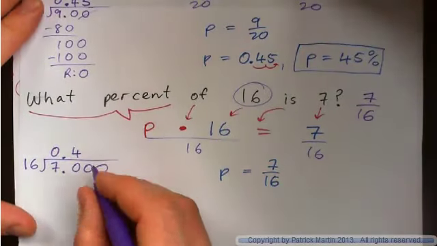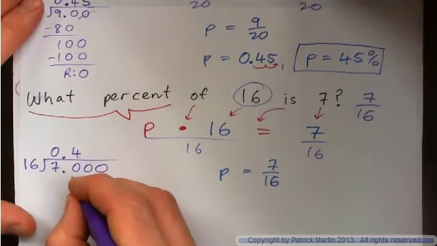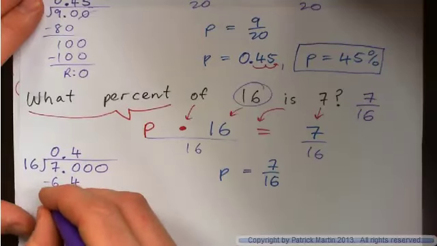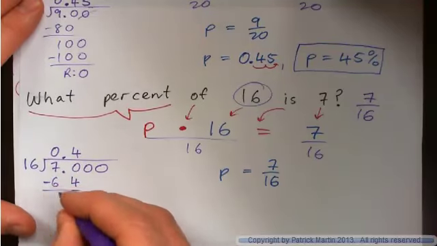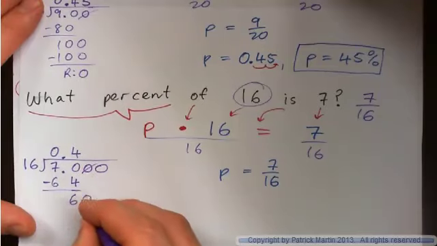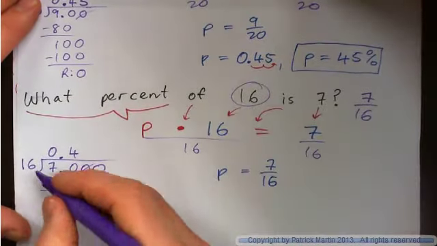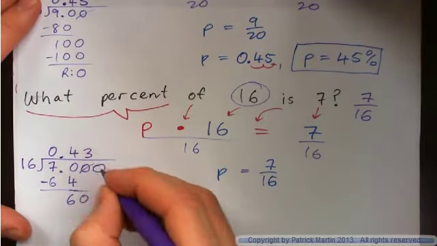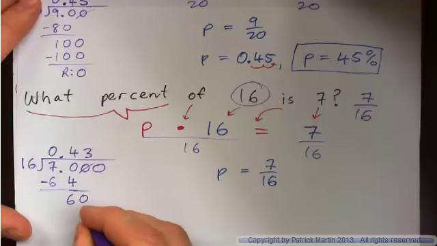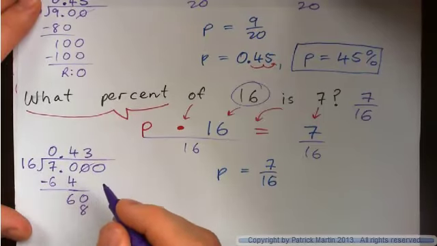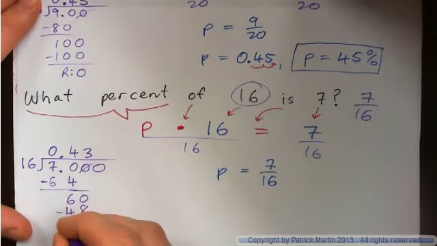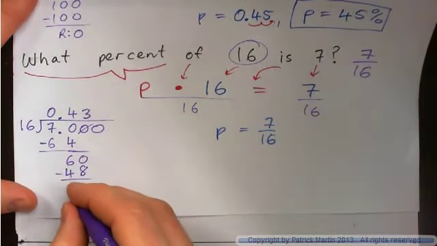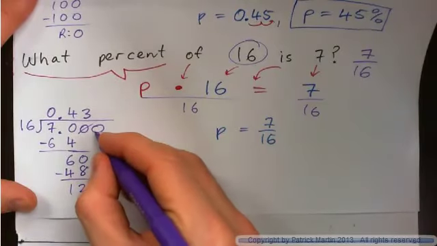If it doesn't work, I'll try something else. 4 times 6 is 24. Carry the 2. 4 times 1 is 4, and 2 is 6. Subtract. 70 minus 64 is 6. Bring a 0 down. 16 into 60 goes, I'll try 3 times. 3 times 6 is 18, carry the 1. 3 times 1 is 3, and 1 is 4. Subtract. 60 minus 48 is 12.